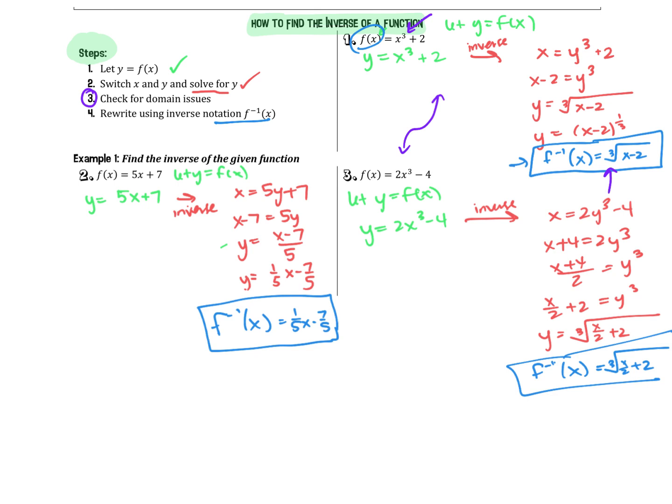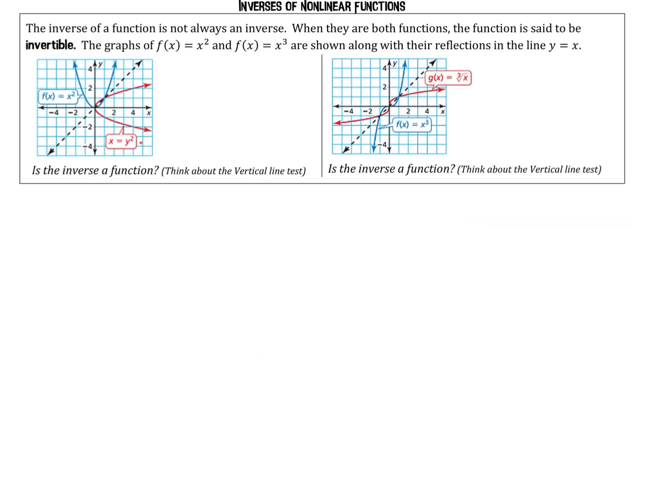And that actually has a special name, and there's a way for us to be able to tell if the inverse of a function is also going to be a function. So let's talk about that special type of relationship where a function and its inverse are both functions. As I mentioned, the inverse is not always also a function. So every function has an inverse, but not every inverse is also a function.